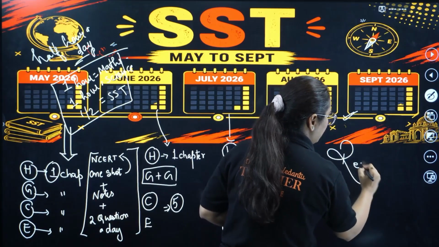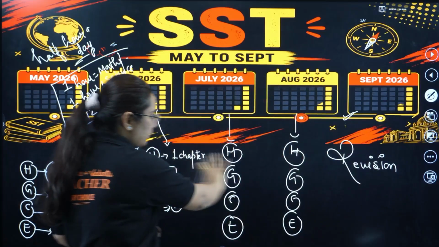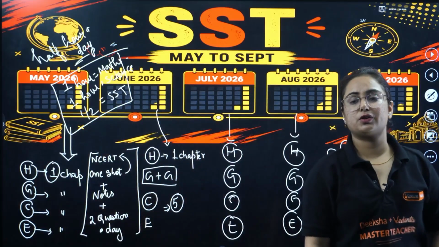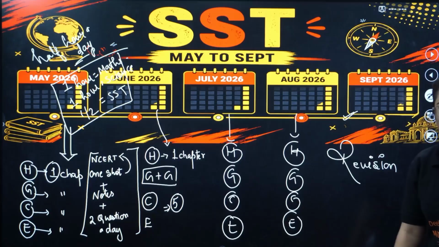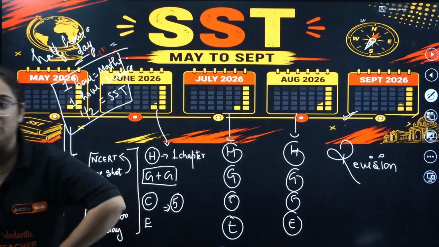You just need to do what? A revision. Because you were making the notes throughout these 4 months. Now the revision is quite easier for you. Do you agree with me or not? Do you think that this plan will work out, bacha? Yes, this plan will work out.